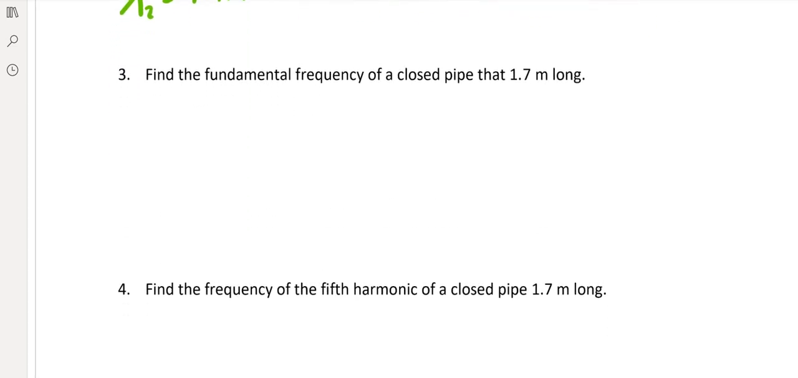In the third problem, we find the fundamental frequency of a closed pipe of 1.7 meters long. So now this is a closed pipe, so I'm going to draw this a little bit different. And when we do the fundamental for a closed pipe, it looks like such. And the equation for that is the length of the pipe is a quarter of the wavelength for the fundamental, or also known as the first harmonic.